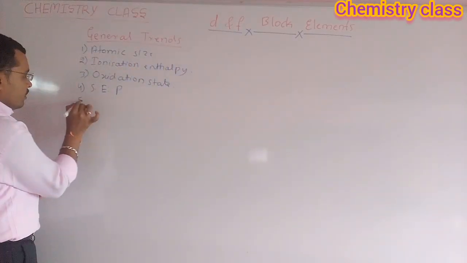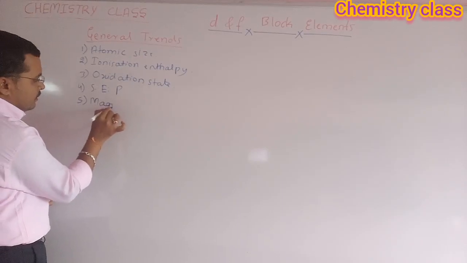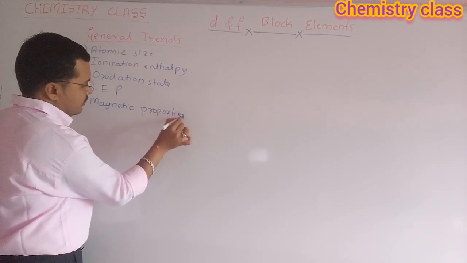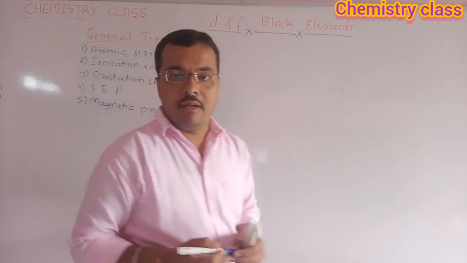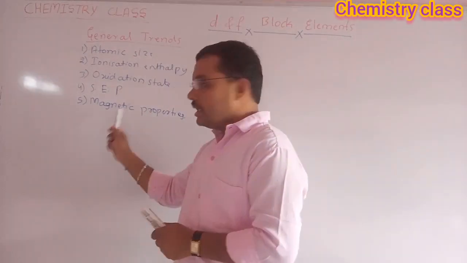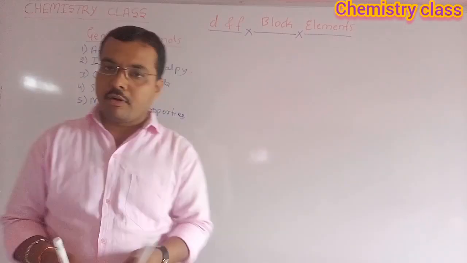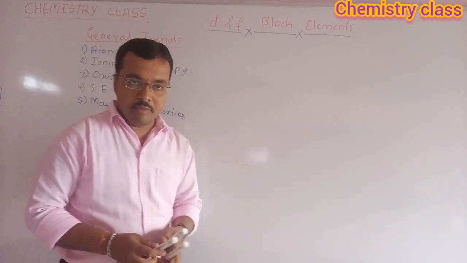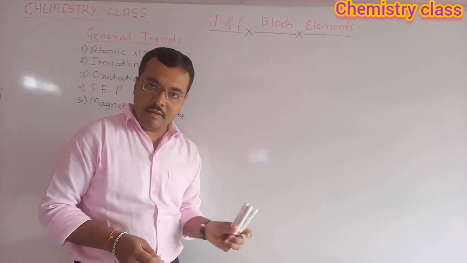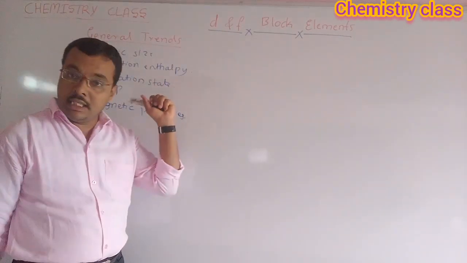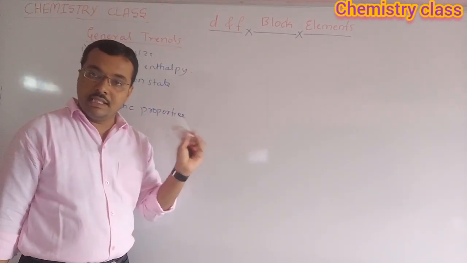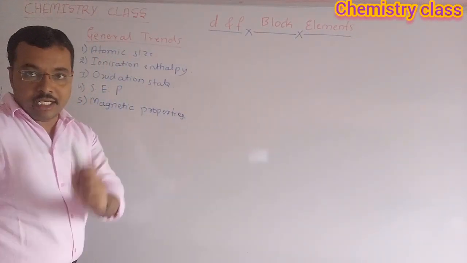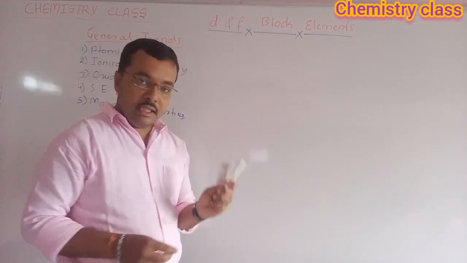And another one is the magnetic properties. Magnetic properties of the D block elements are those of the metals. It means these metals will exhibit different magnetic properties: paramagnetic, diamagnetic, and another one is the ferromagnetic property. These properties are exhibited by the metallic elements. The 3D series of elements are almost all metallic elements, and these will exhibit the magnetic property. This magnetic property we have studied in the previous class.